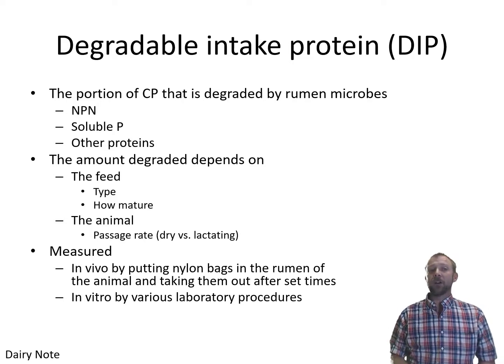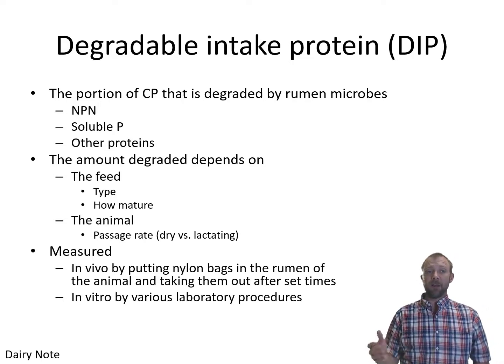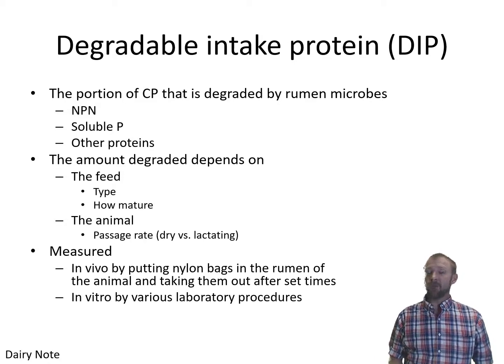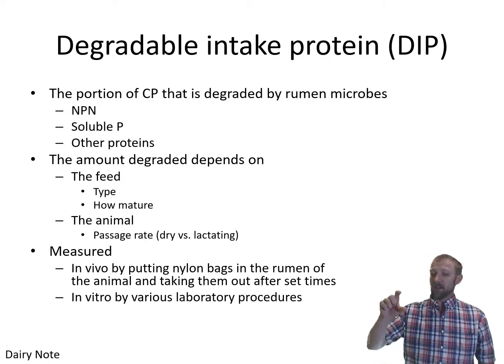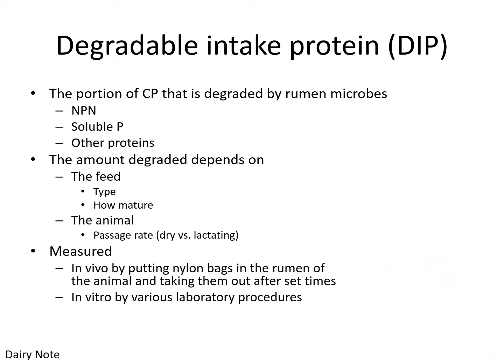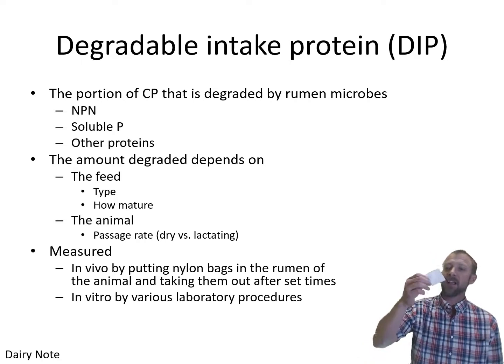How do we measure this? How do we find out what's degradable intake protein? We do that by using nylon bags. So we have a rumen cannulated cow, for example, and we'll get these, they look like little tea bags. I actually have one, a small one right here, you can see that. It's like a wee little tea bag.